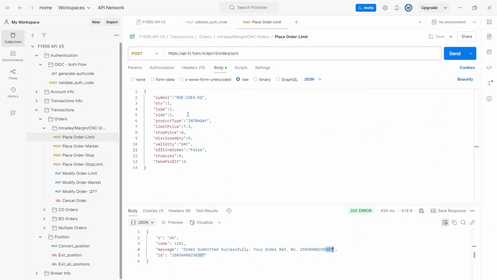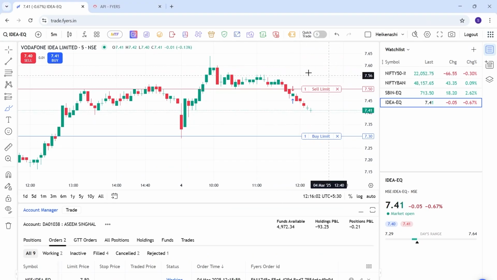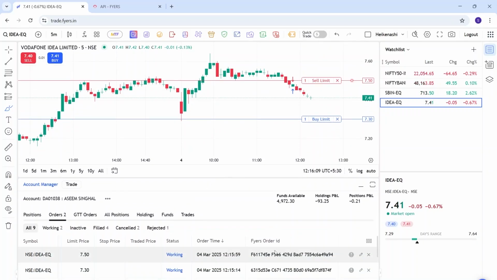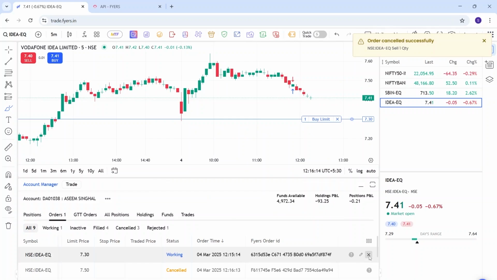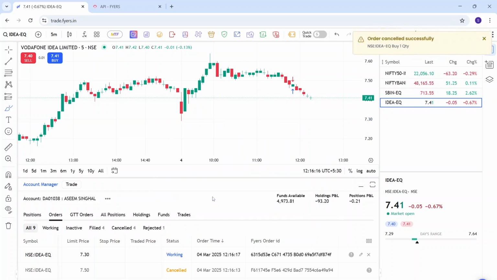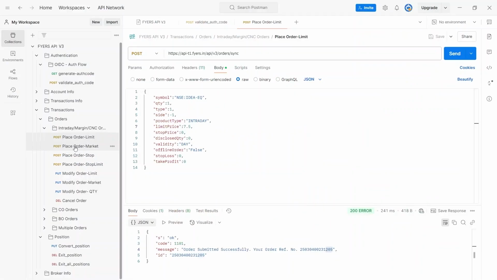Similarly, let's try to put a sell limit order. In this case, I will be putting the side as -1, and let's say I'm putting the limit price as 7.5. Save and send again. Now you will see I have another order with 205, and I now have one sell limit also, which is being plotted on the chart itself. So you can clearly see the limit orders are working perfectly. I'm going to cancel both the limit orders, and let's go for the next set of trades now.